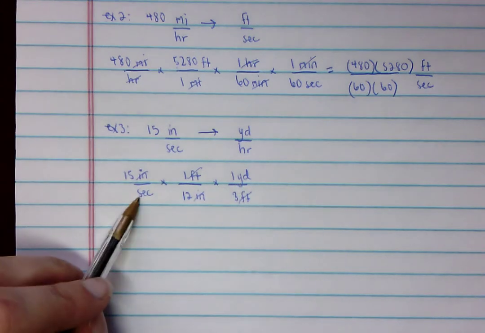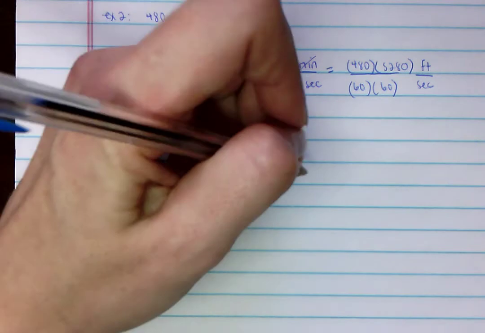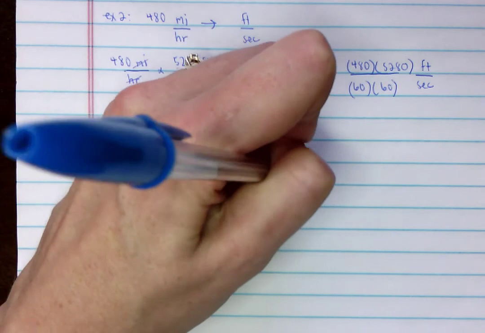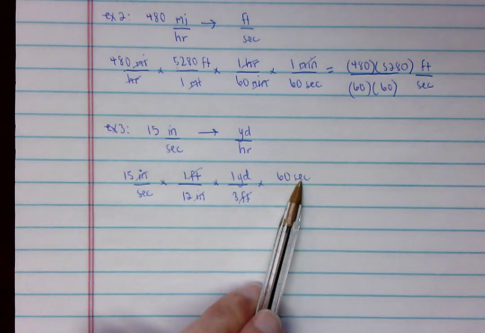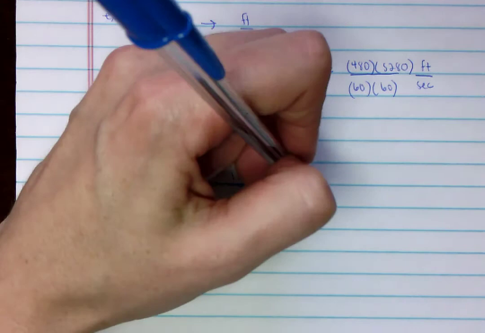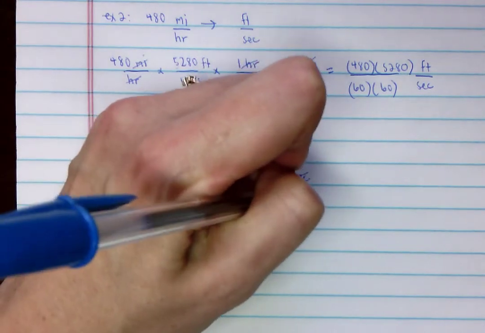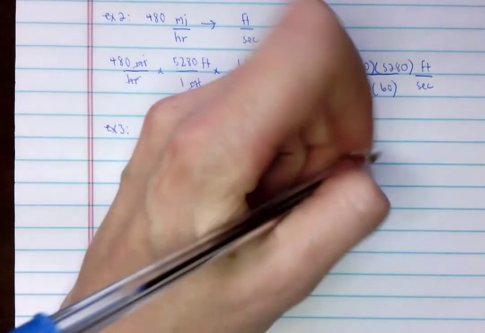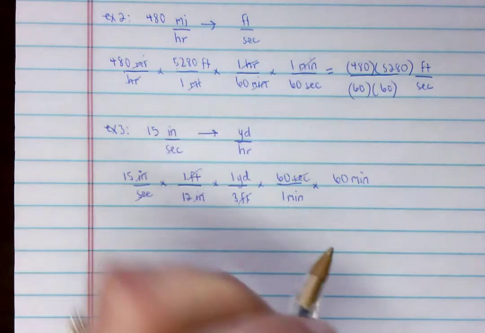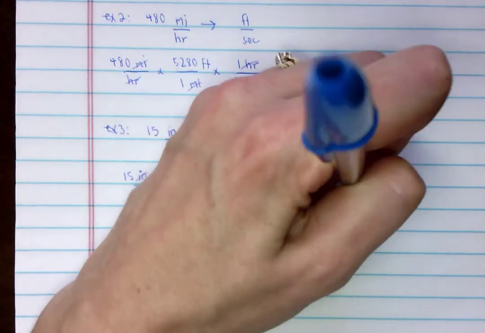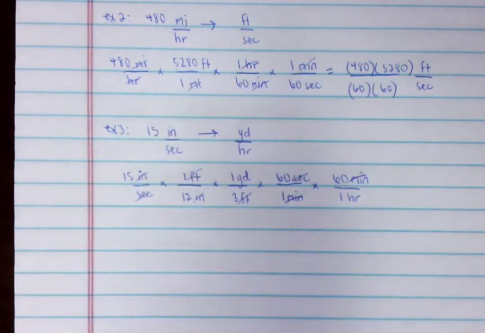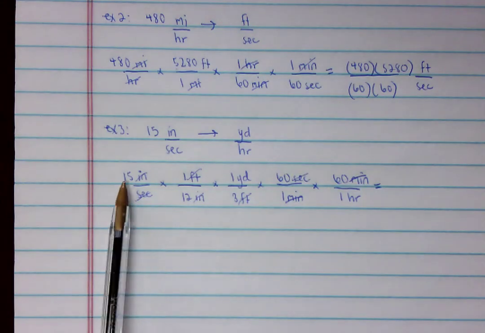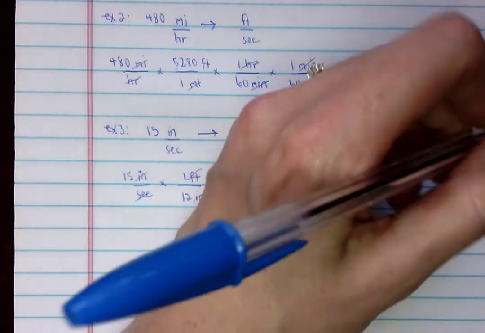And now we go to seconds and convert it to hours. So there are 60 seconds in 1 minute. So I'm going to put the seconds on top so that those units cancel. So 60 seconds in 1 minute. And then I'm going to go to hours. So I put 60 minutes on top to cancel the minutes. And I can do 1 hour on the bottom. And now I have everything I need. Let's write out the answer here. 15 times 60 times 60.